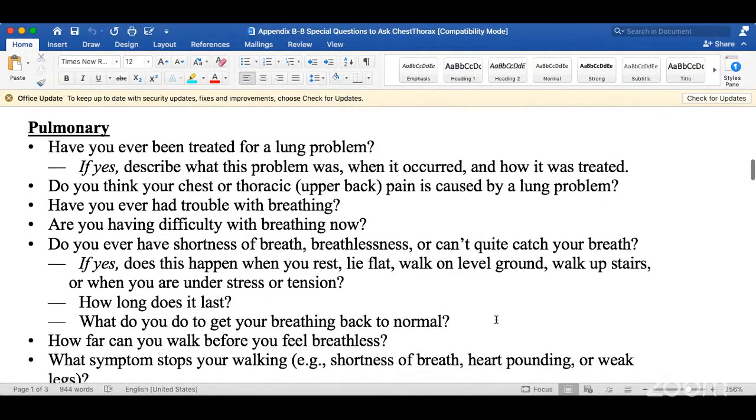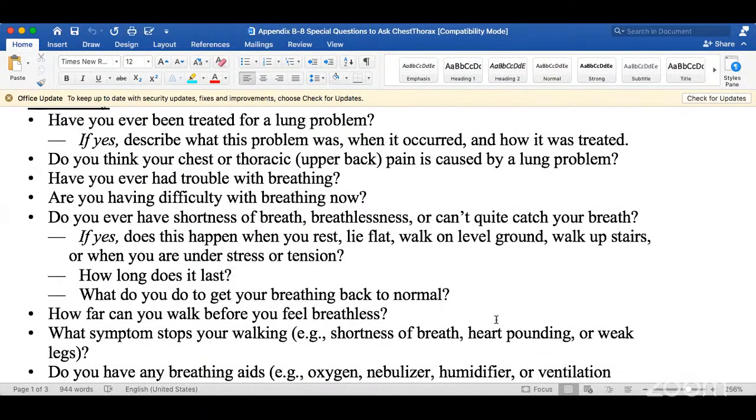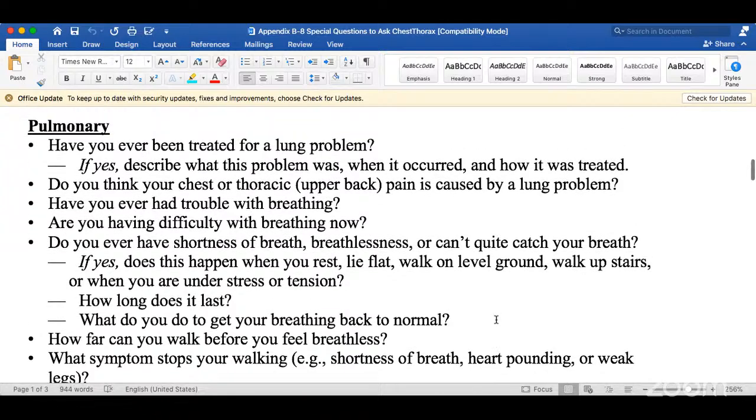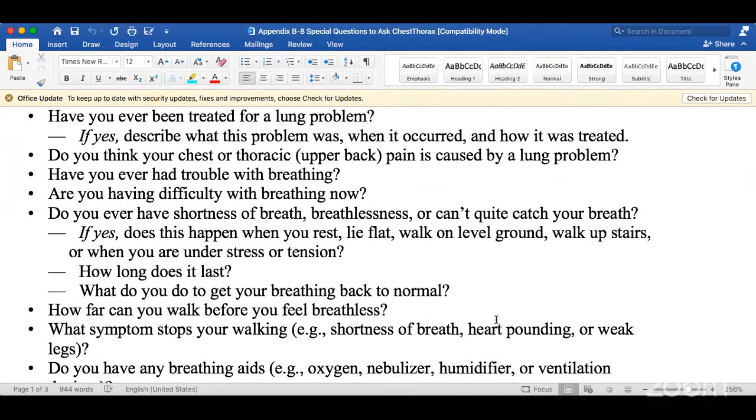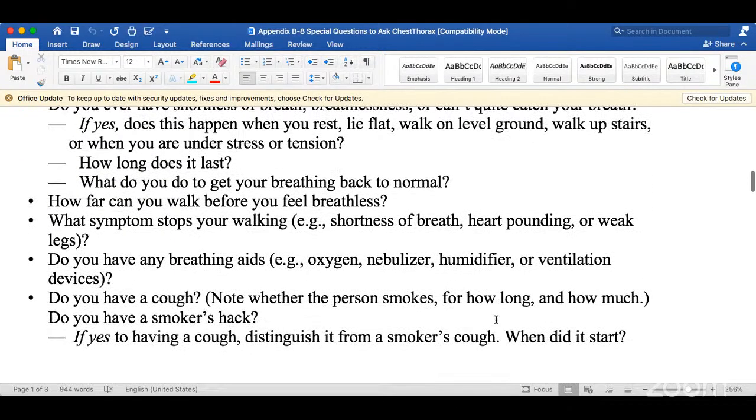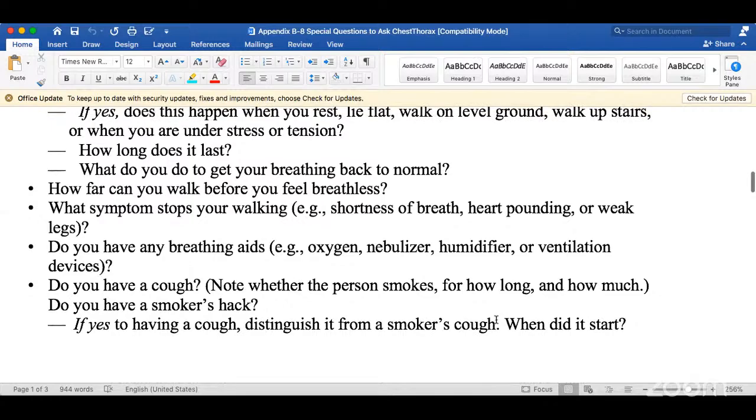So pulmonary: have you ever been treated for a lung problem? If yes, describe what this problem was, when it occurred, and how it was treated. Do you think your chest or thoracic pain is caused by a lung problem? Have you ever had trouble with breathing? Are you having difficulty with breathing now? So these are questions related to pulmonary that we have looked at earlier. But let's just see if we have any interpretations.